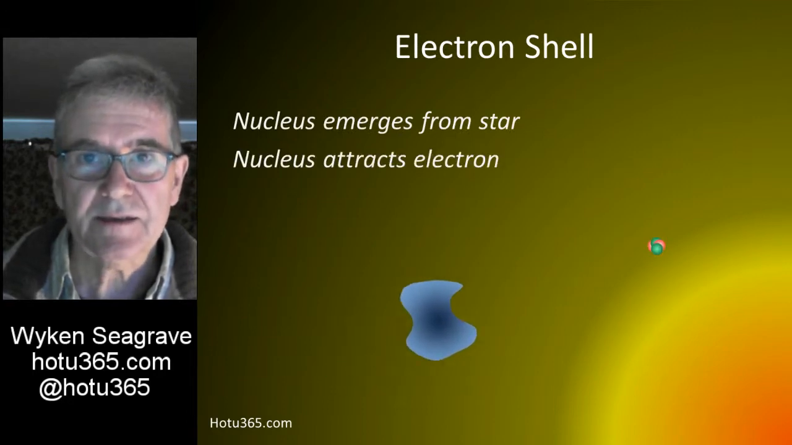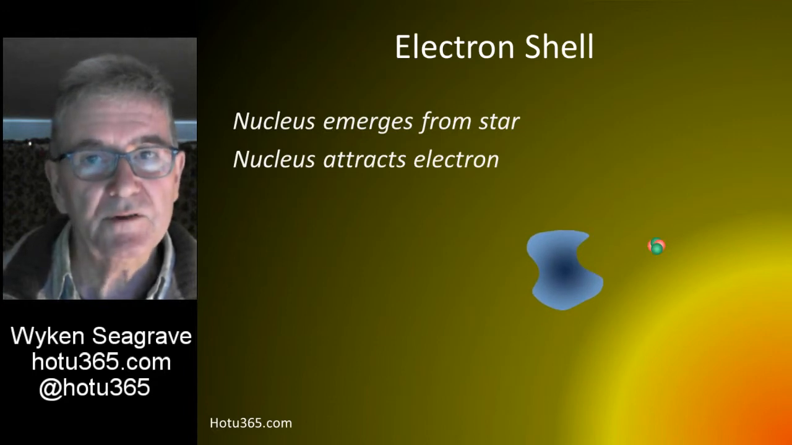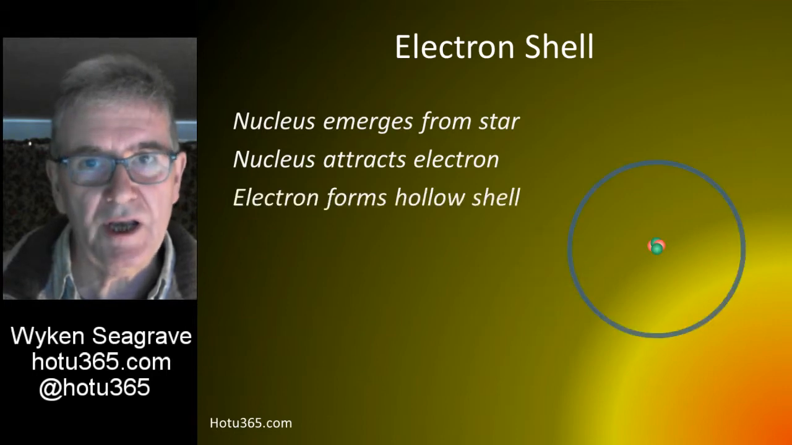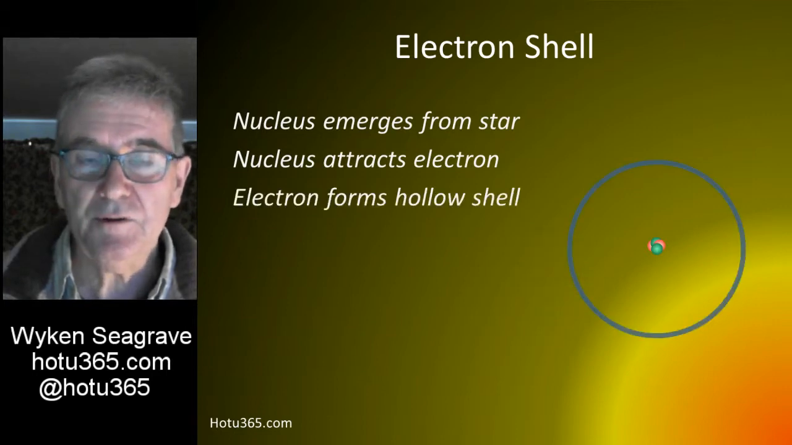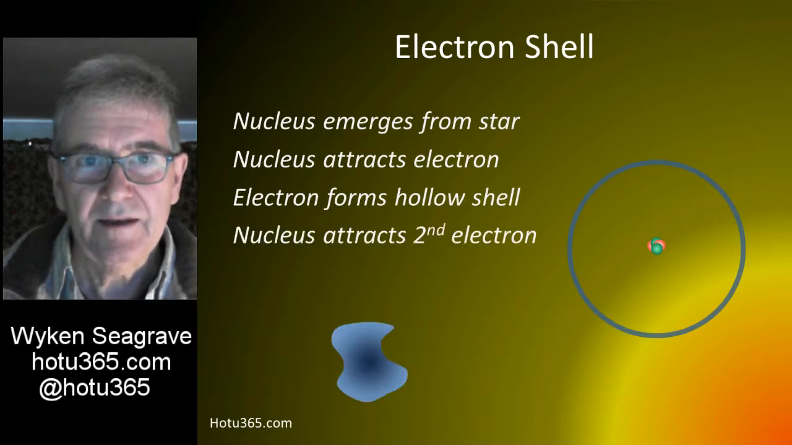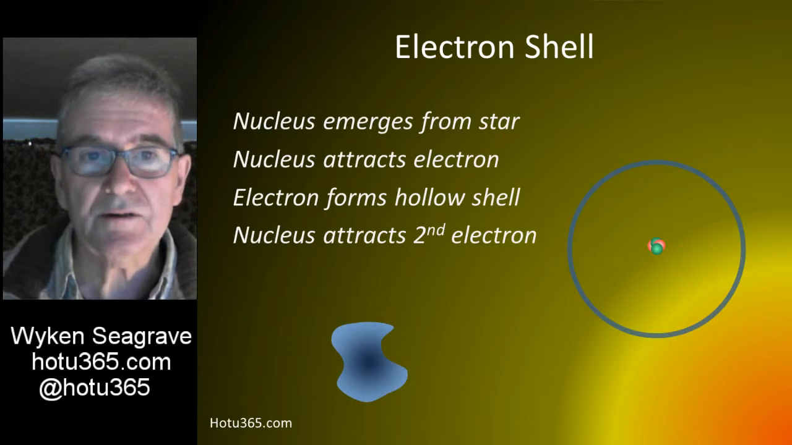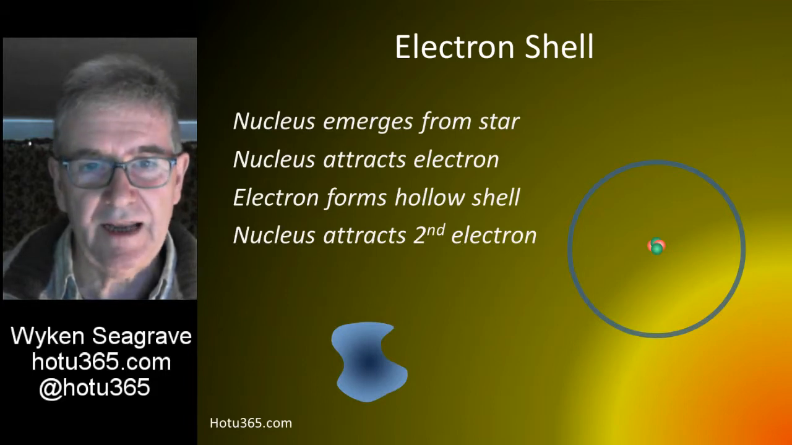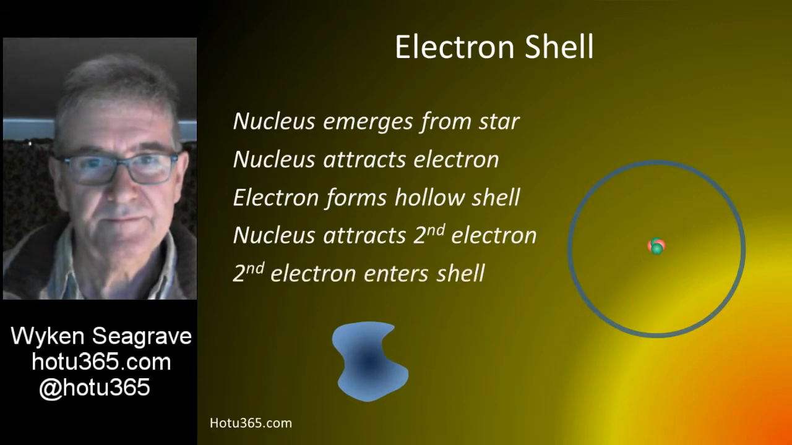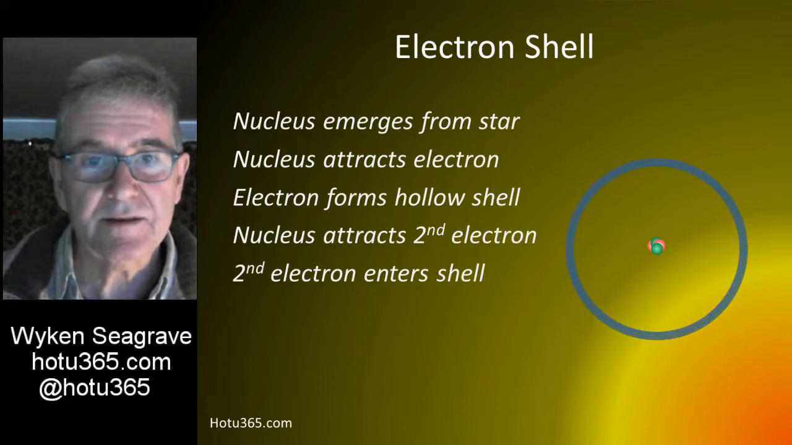It attracts an electron. And we saw in episode 12 that an electron forms a hollow shell around the nucleus of an atom. The nucleus has 2 protons, and so it can attract a second electron. The second electron enters the shell.